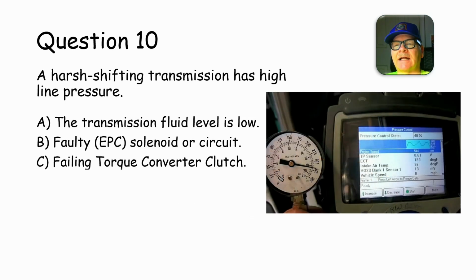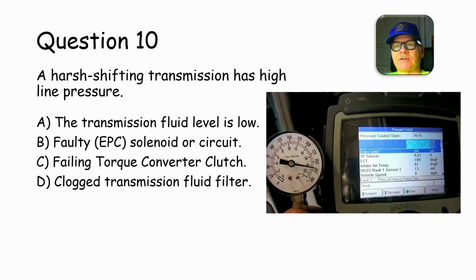All right, question 10. A harsh shifting transmission has high line pressure. The transmission fluid level is low. Does it mean there's a faulty EPC solenoid or circuit, or a failing torque converter clutch, or a clogged transmission fluid filter?